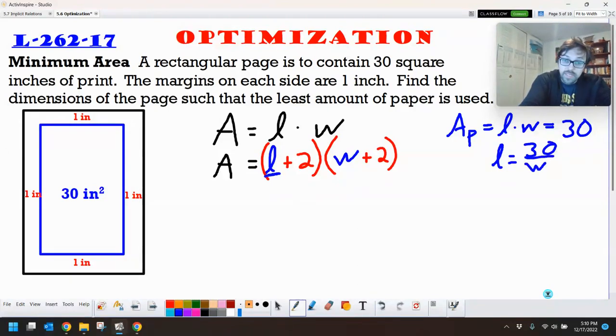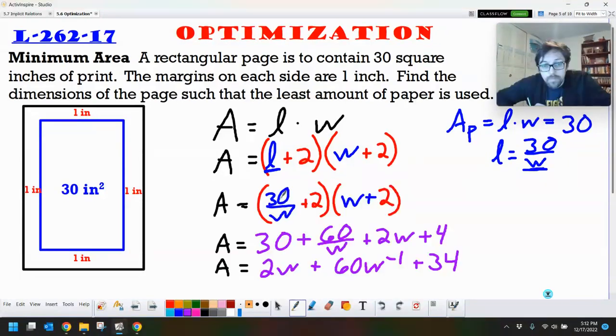So I can replace this L here with this 30 divided by W. Here I've done that, and then I did a little bit of simplification. I did a FOIL and then combined my like terms. I also turned the 60W to the -1 from this 60 over W, so I don't have to use the quotient rule.